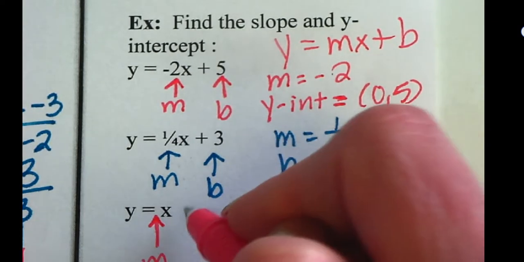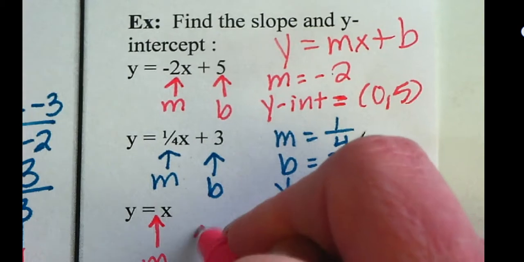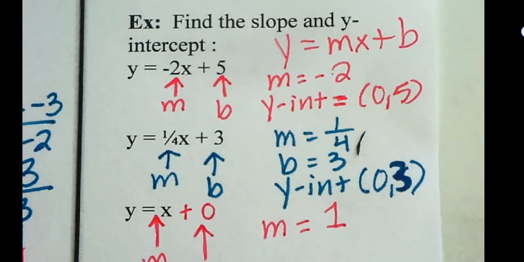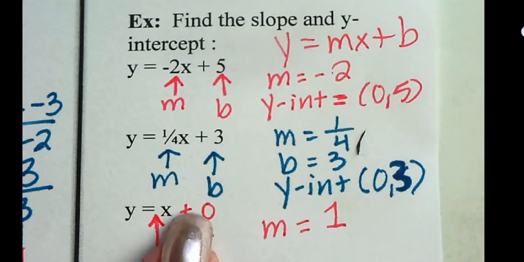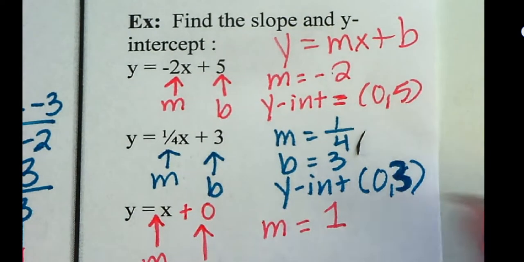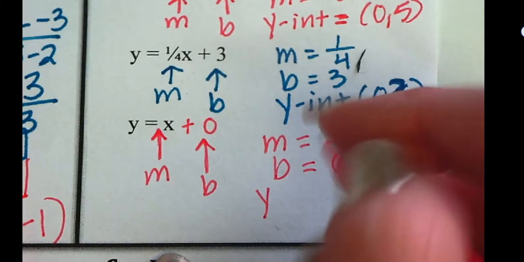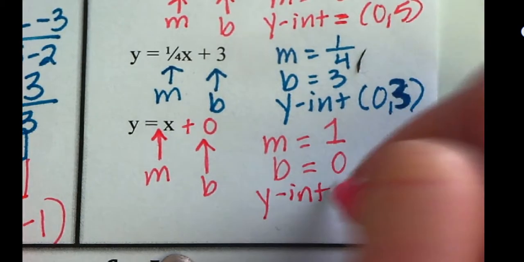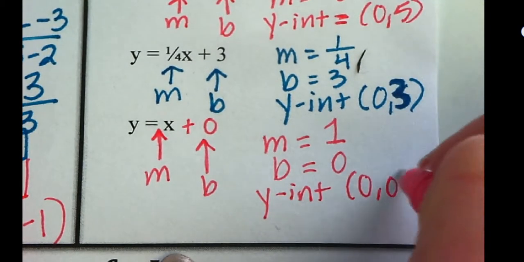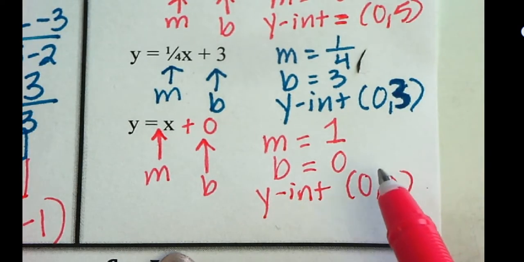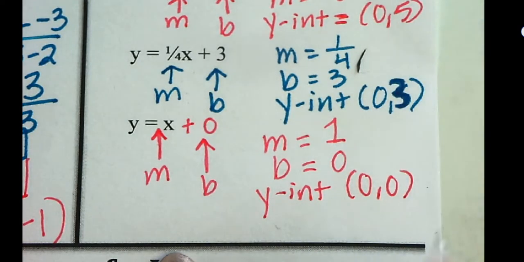And then it's plus what? Plus 0, right? There's nothing there. We don't have to write it, but you could see we're not adding anything. So then that means b is what? 0. So our y-intercept is (0, 0). So that means the line is going to pass through the origin of the graph.